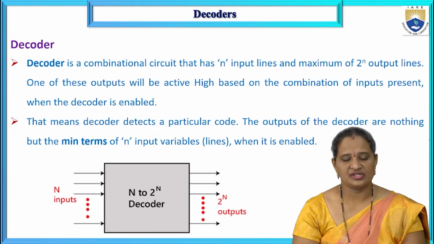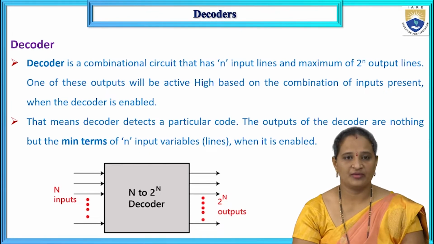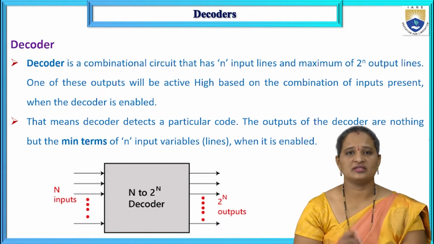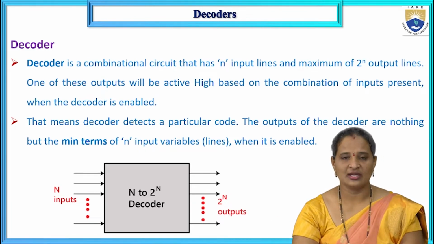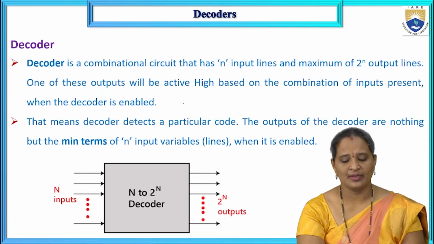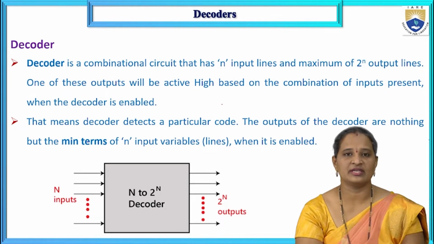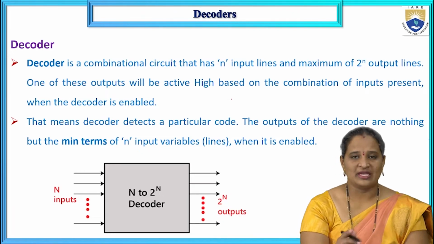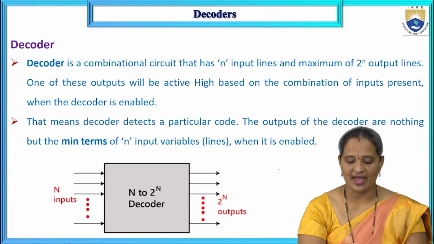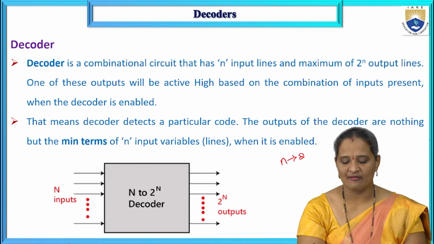A decoder is a combinational circuit that has n input lines and a maximum of 2 power n output lines. That means the maximum number of output lines that we can have for a decoder is 2 power n. One of these outputs will be active high based on the combination of inputs present when the decoder is enabled. As we have n input lines, we will have 2 power n combinations of inputs.